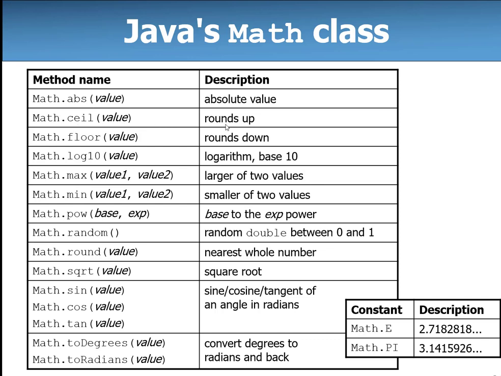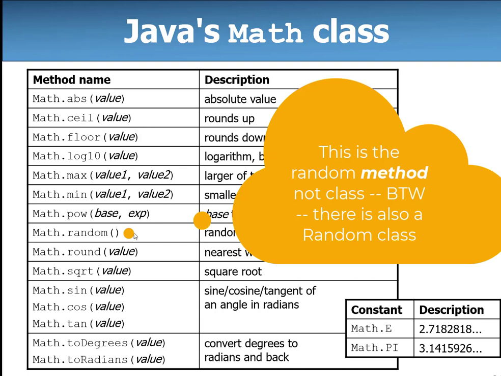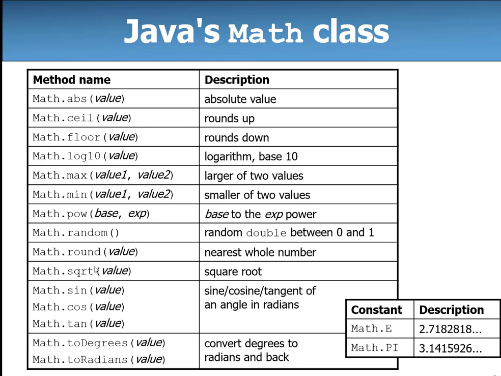The ceil method rounds up. The floor method rounds down. There's the log of 10. You can send two values, and the max method will decide which one's the largest and return that value. This is a good one. The pow, think of it as power, and this is the base and the exponent. So it could do 3 to the 5th, where 3 would be the base and 5 would be the exponent. The random method is good if you want randomization like in a game. And we also have round, square root, and some trigonometric functions.